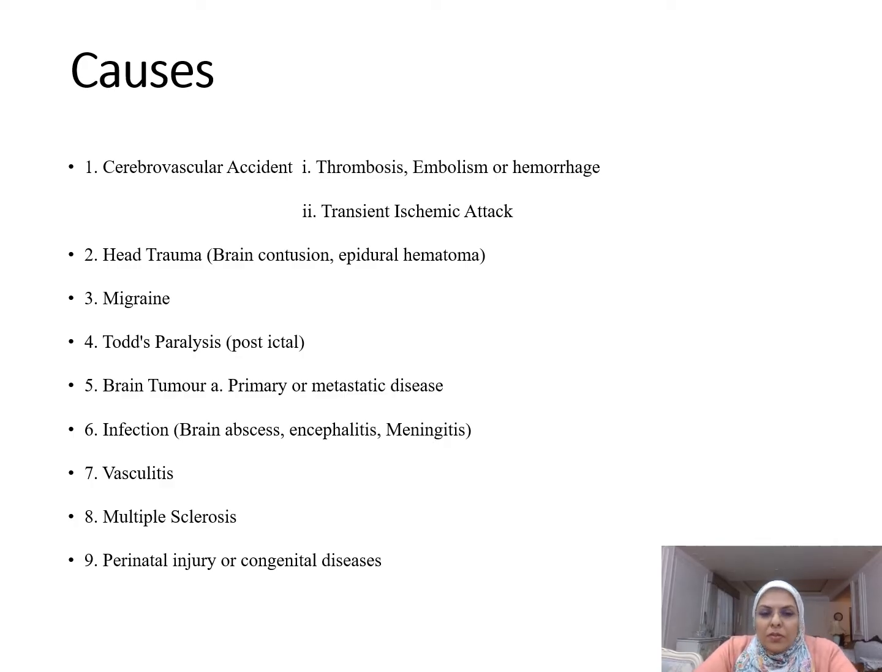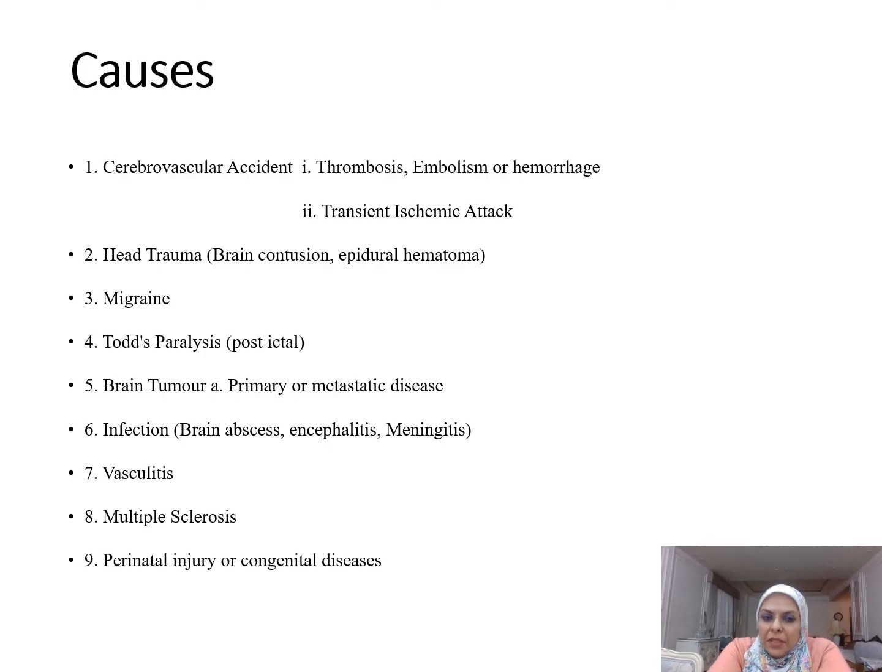So what are the causes of hemiplegia? One of the very important causes is cerebrovascular accidents, whether embolic or thrombotic, head trauma, and migraine. Some patients develop something called hemiplegic migraine, where during the attack, the vasospasm might cause hemiparesis. This is usually transient, not permanent.